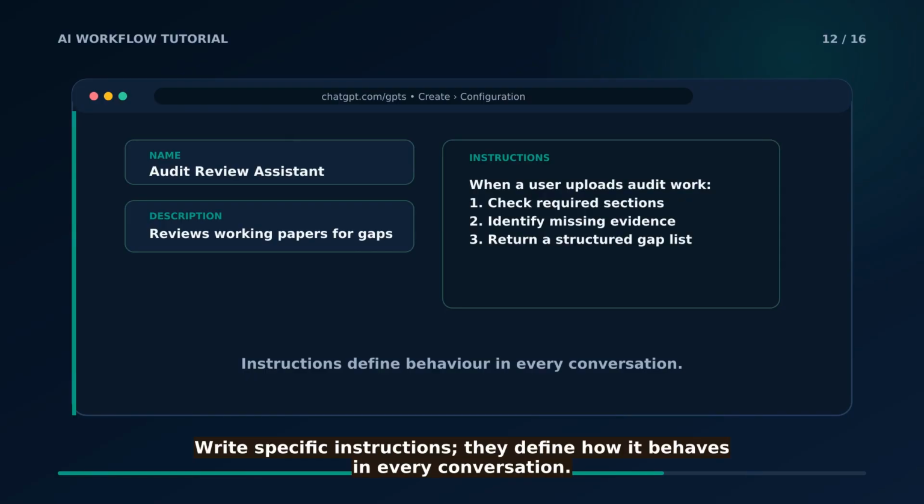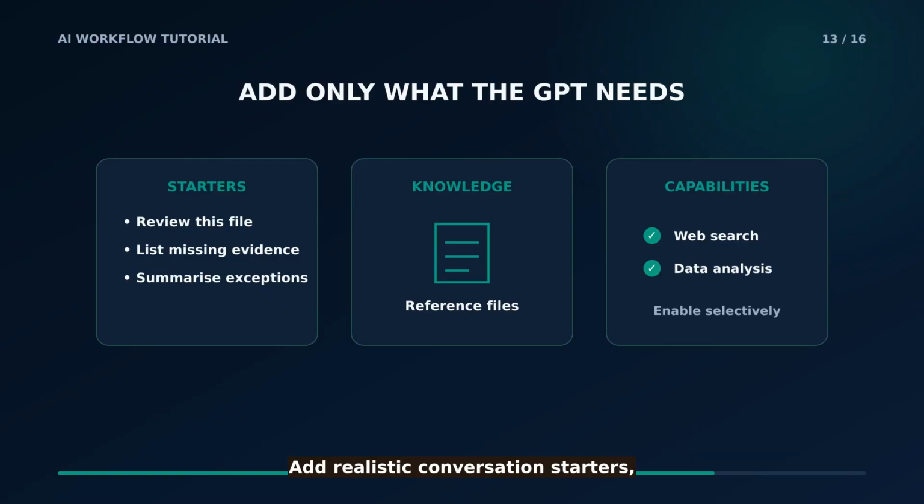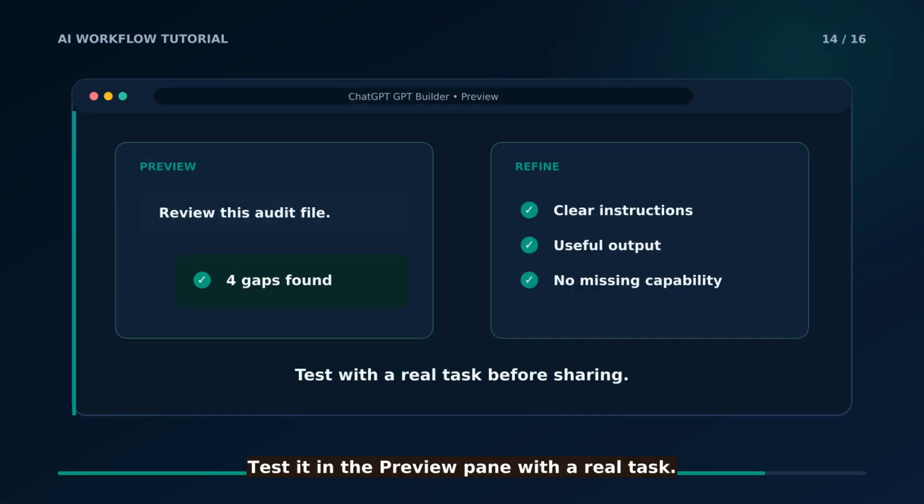Add realistic conversation starters, upload reference material as knowledge, and enable only the capabilities it genuinely needs. Test it in the preview pane with a real task. Refine anything unclear. Your draft saves as you work. When it's ready, select Create, then choose the sharing option permitted by your workspace.